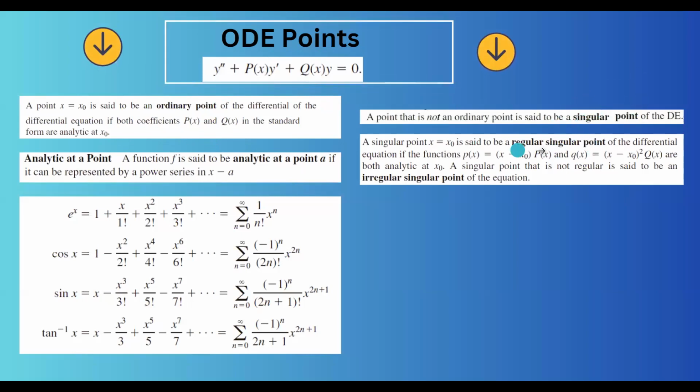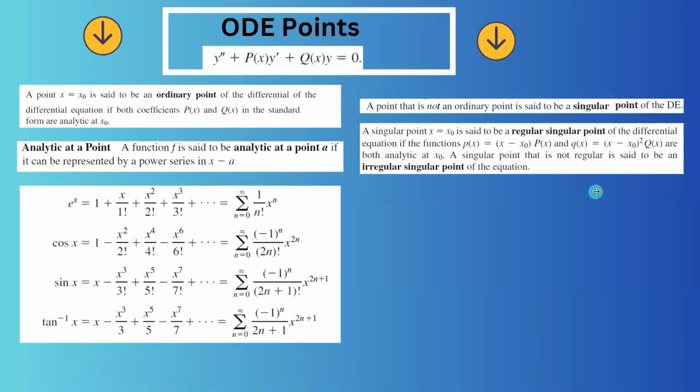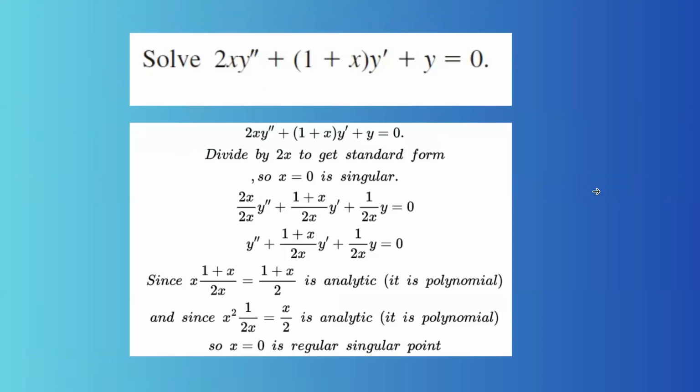The singular points are either regular or irregular. For a regular singular point, you multiply p(x) by x minus x sub 0 and q(x) by x minus x sub 0 to the second power. If both of these are analytic, then you have a regular singular point. Take a look at this differential equation.